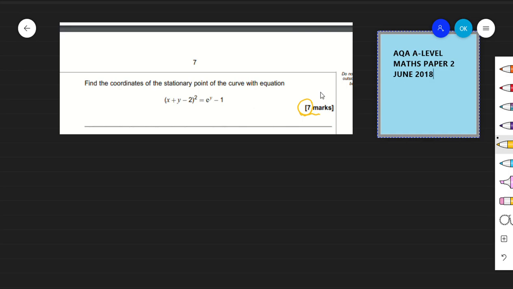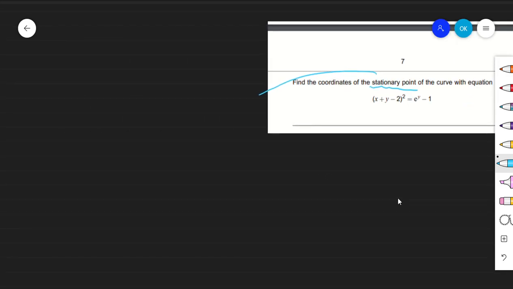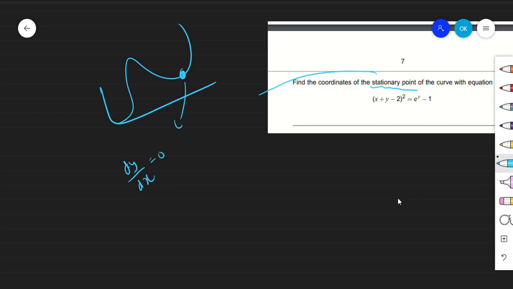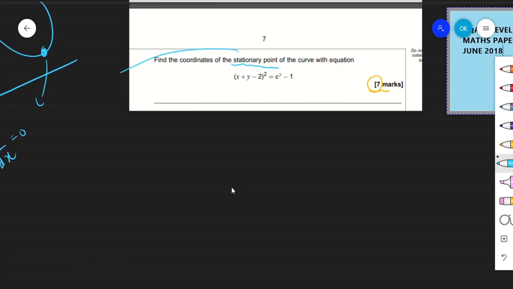First of all, if you read the question out: find the coordinates of the stationary point of the curve with the equation (x + y - 2)^2 = e^(y-1). Now, the first thing I would catch is the fact that they mentioned a stationary point. We know that a stationary point is when the gradient is equal to 0, so when dy/dx is equal to 0. So before I do anything, I would actually write that down.